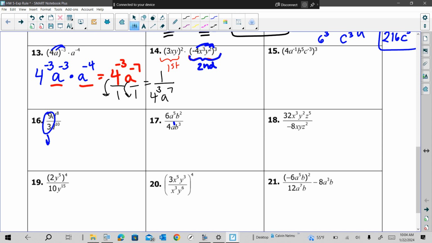This gets simplified to just 3, and we're subtracting the exponents. When you do 8 minus 10, that is d to the -2, and you cannot keep that negative exponent. So you have to flip it. So when I flip it over 1, 3 is on the top, d to the 2nd on the bottom.